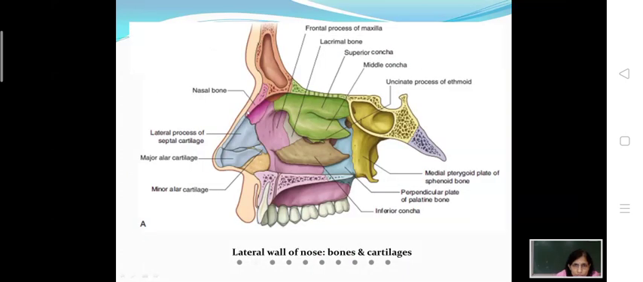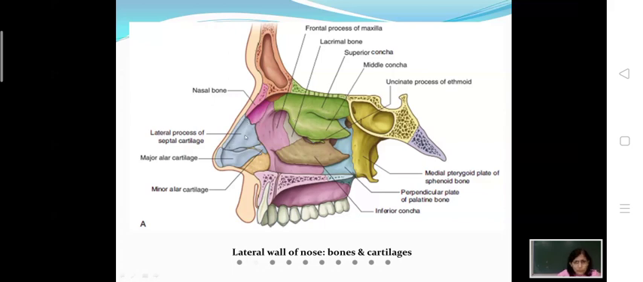This is the nasal bone. This is nasal bone of one side, this is nasal bone of the other side. Okay, so nasal bone, frontal process of maxilla, lacrimal, ethmoid labyrinth and concha. इसमें की superior और middle concha है. Then inferior nasal concha, perpendicular plate of palatine, medial pterygoid plate of sphenoid. These are the bones present in the lateral wall of nose.